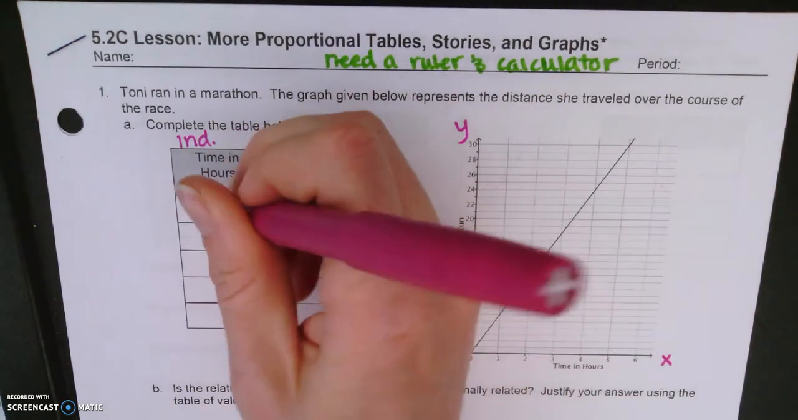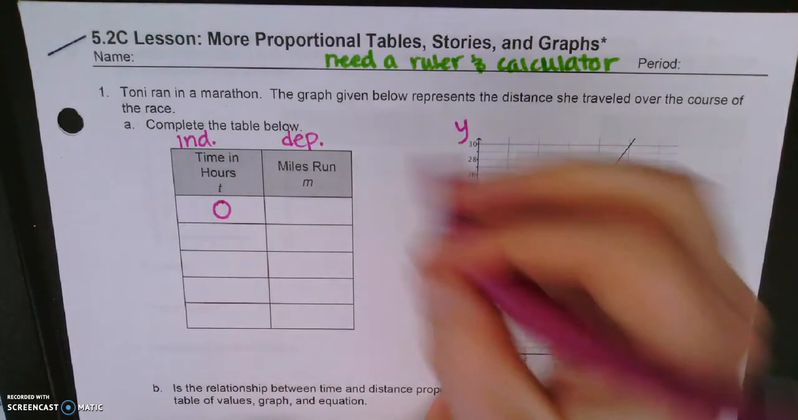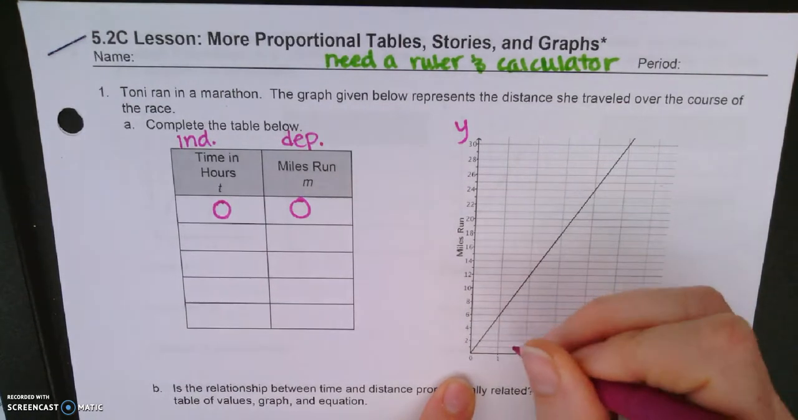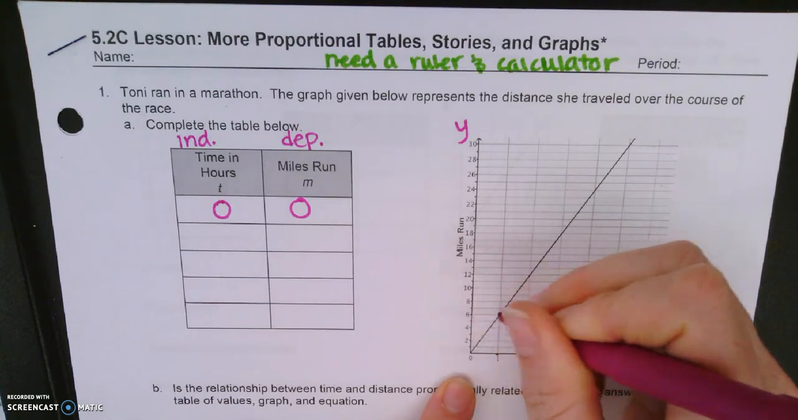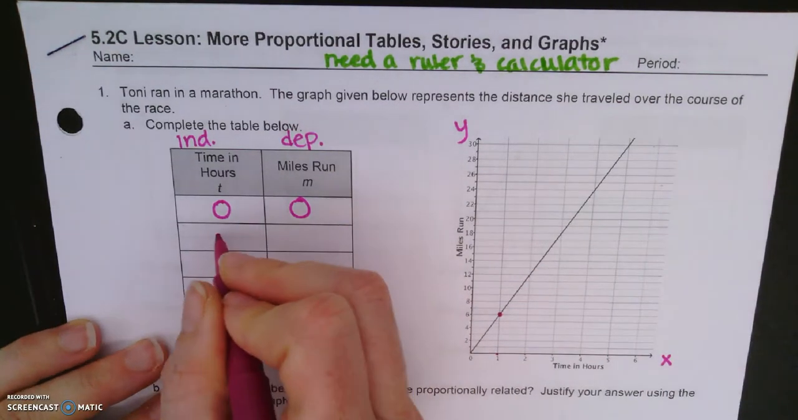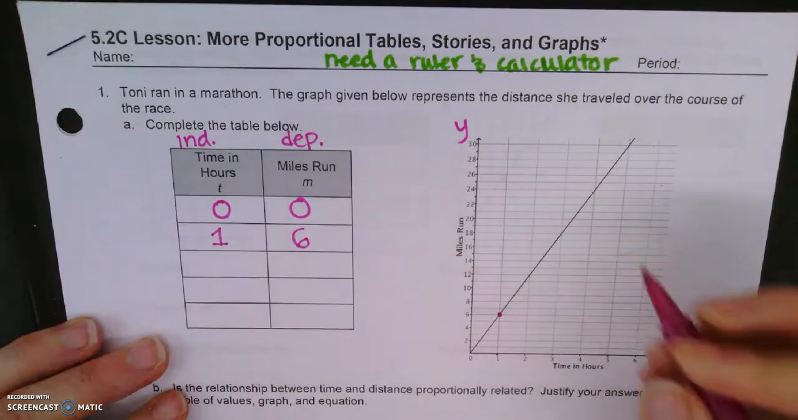Well, an important point is always at the beginning. At time zero, where is Tony? That's right, she ran 0 miles because she's at the starting line. So let's see. At 1 hour, if I go up on my graph, what does it correspond with, you guys? Yes, 1 hour of time corresponds with 6 miles.